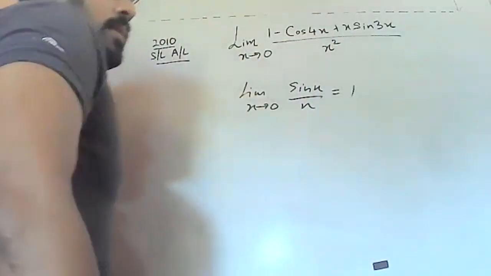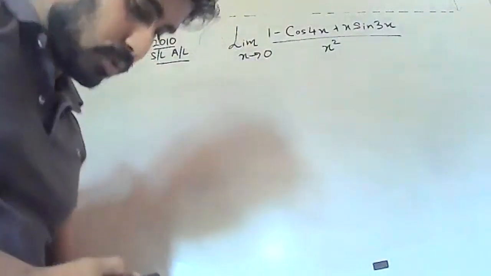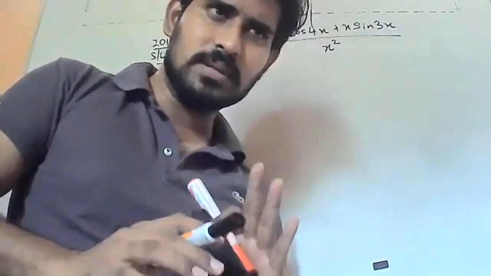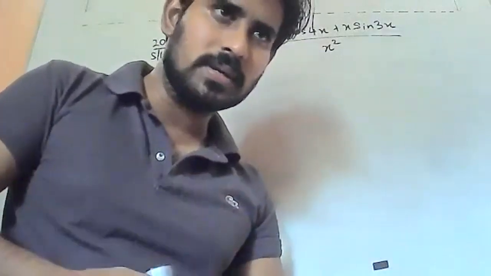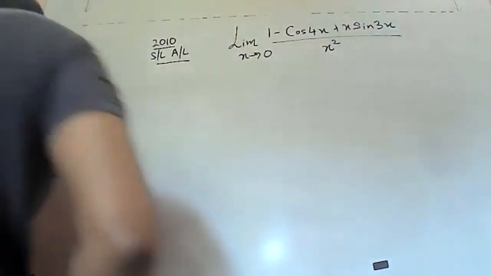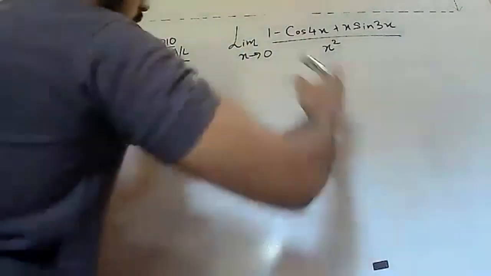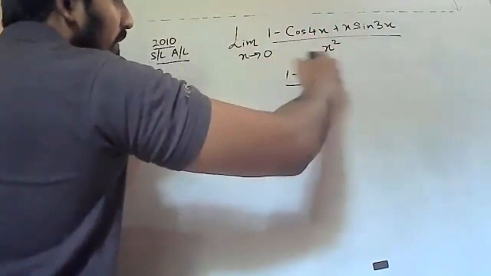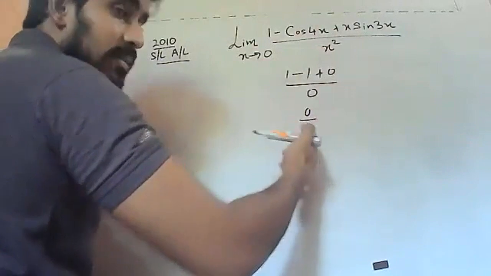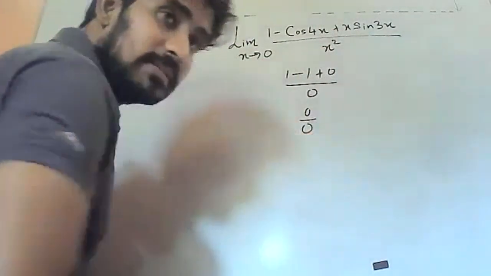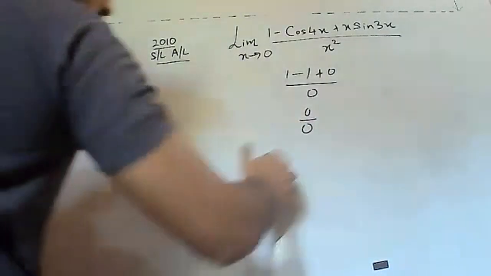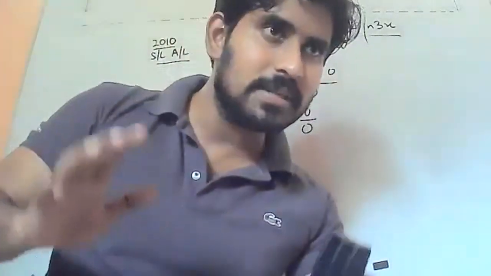Okay, so what is the first approach? First of all, just directly substitute x equals 0 and see whether you are getting a clean value or not. So simply put x equals 0. 1 minus cos 4x means if you put 0, 1 minus 1 plus 0, divided by 0, which is 0 divided by 0. What is the answer? Indeterminate. So you cannot keep the answer like that. You need to continue further, because you cannot keep the answer in the indeterminate form.